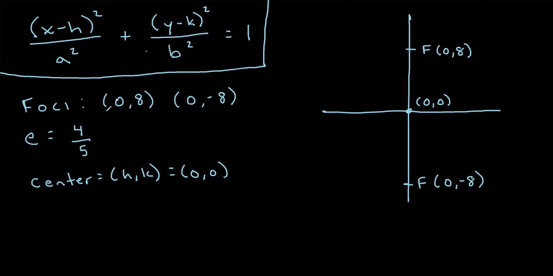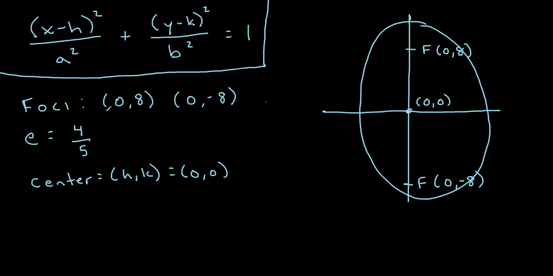Okay, so next we need to figure out what is a squared and what is b squared. So we know that this ellipse has some shape like this. And we know that a is the distance from the center to the vertex. This is a. And b is the distance from the center to the covertex. So we're told that the eccentricity of this ellipse is 4/5. Well, it helps if we know that this eccentricity is calculated as the ratio of c to a, where c is the distance from the center to the foci. So this is c. So we can see that c must be equal to 8, because that's the distance between the center of the ellipse and the foci.